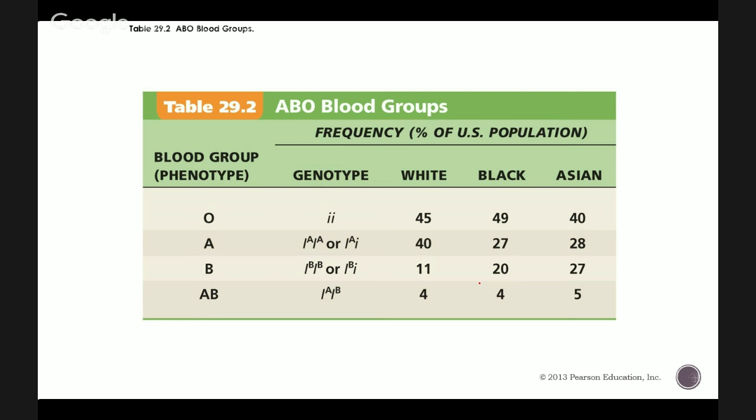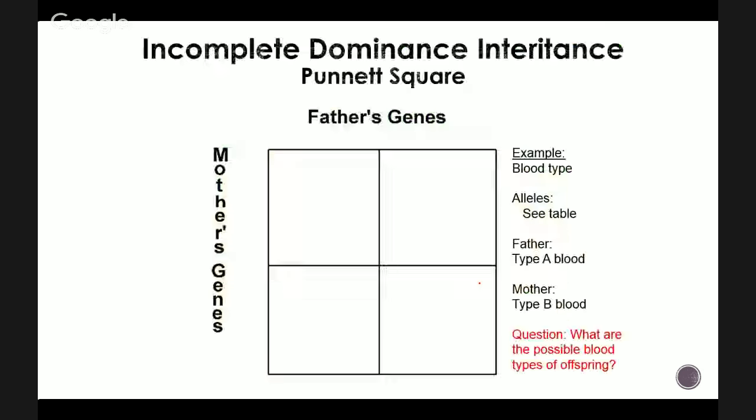What page is this table on? 1100. Okay, so make sure you have that open. Types for the Punnett square. So go ahead and make a Punnett square.